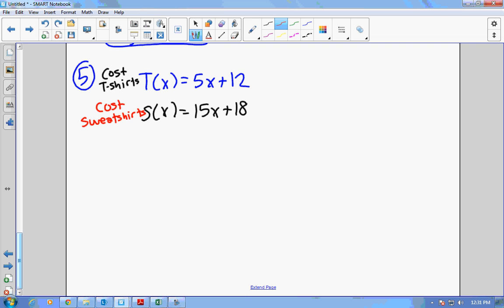So the question is, what is the function giving the total cost of manufacturing t-shirts and sweatshirts? So wouldn't that just be t plus s of x? This is just like number 1. Alex, what would we write down to solve for t plus s?